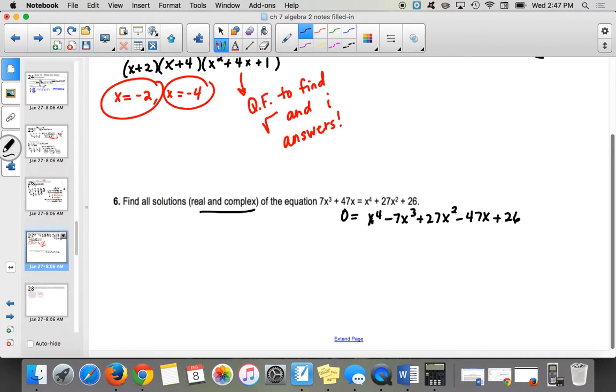All right, so we need to try something. How about this side of the room? You guys try 1. So when we do our p over q, what do we have? 1, 2, 13, and 26. I'm going to guess it's not 13 and 26. Let's hope not. So I would say 1 and 2, or -1 and -2. So how about this side of the room? You guys try 1. This side of the room, you guys try either 2 or -1.